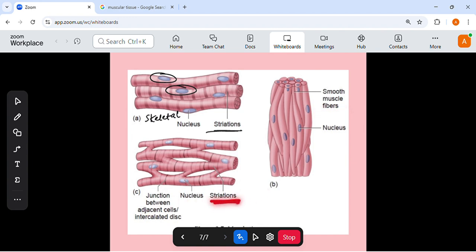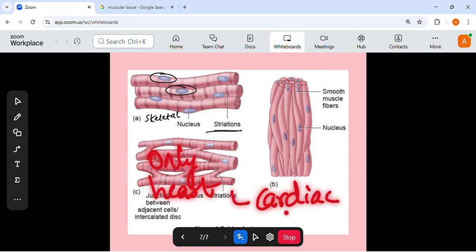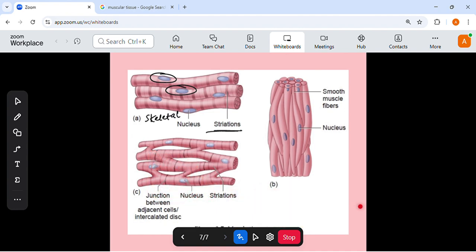The third one, striations are there, nucleus is present, uninucleated per cell, one nucleus, that too at the center, we can tell. And there is a junction between adjacent cells, that is through intercalated disc. Do remember this thing. And it is also involuntary in function, only in heart. That's why cardiac muscle. This is all about muscular tissue. In detail you will be studying about the muscles in the chapter locomotion and movement.